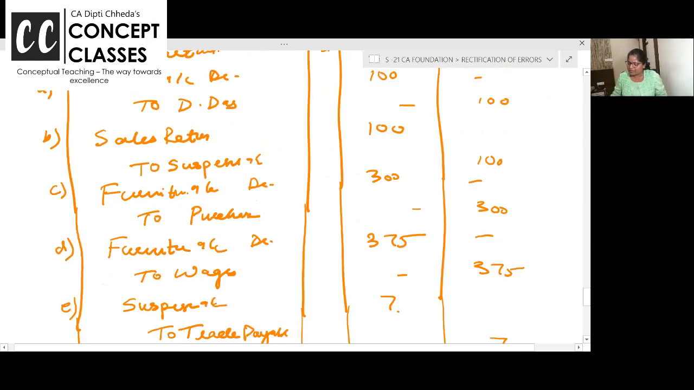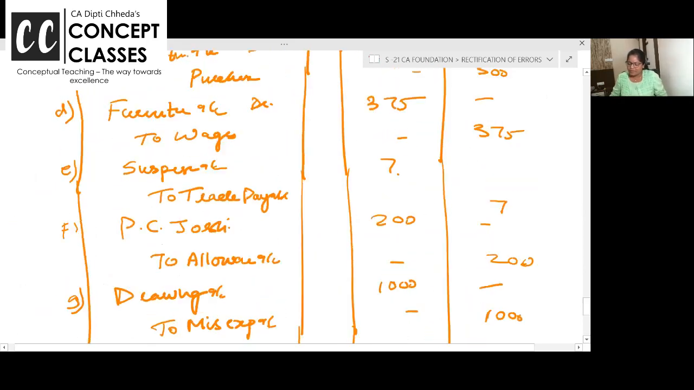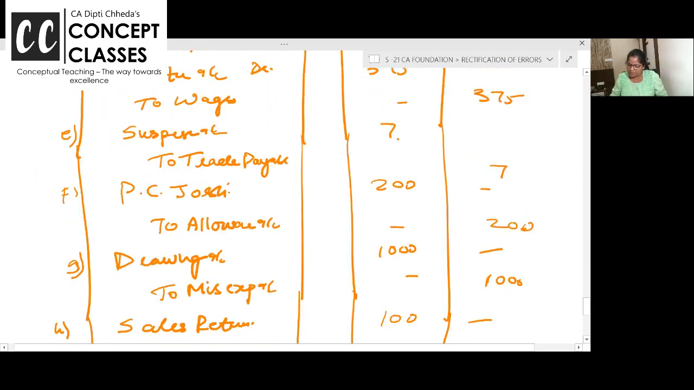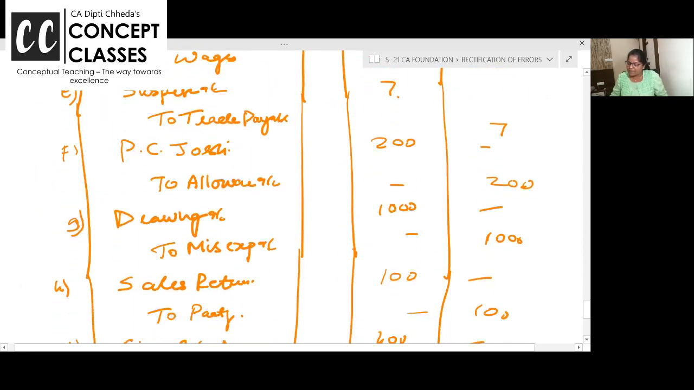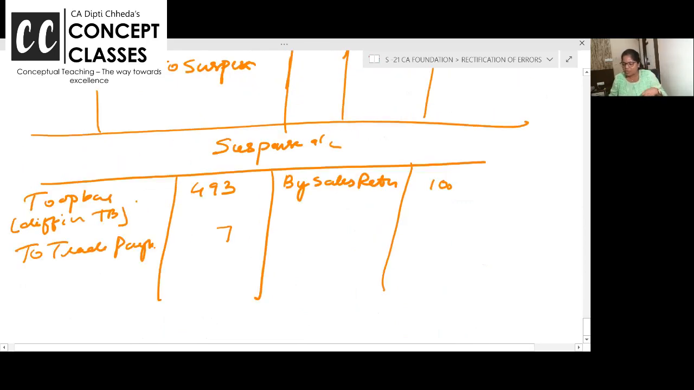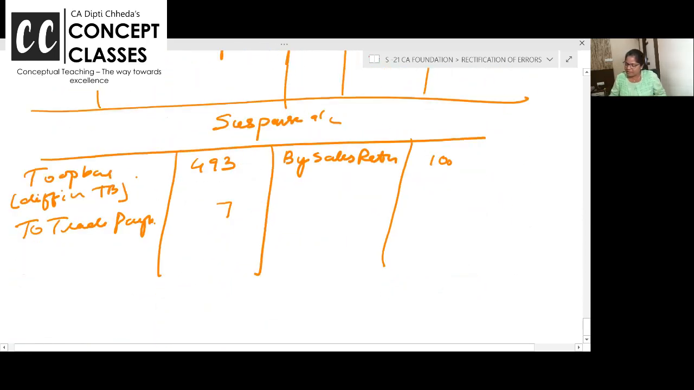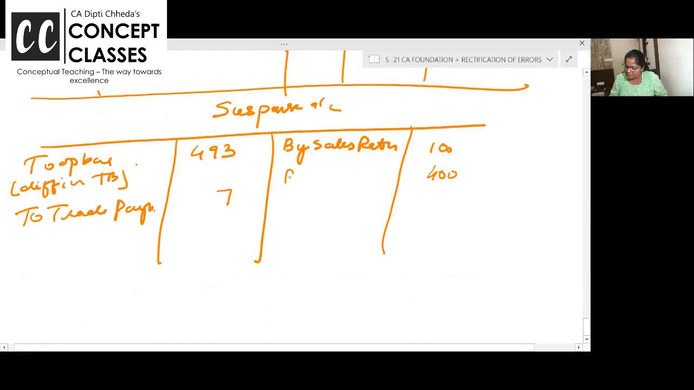Debit and suspense account. Now do the postings of these errors. Here is the B entry. Sales return to suspense. Credit side, sales return 100. And where is the suspense account? Here it is in E. Suspense account debit 7 to trade payables. I hope you are getting how suspense account comes and then how it gets nullified. After that suspense account credit by SIM.